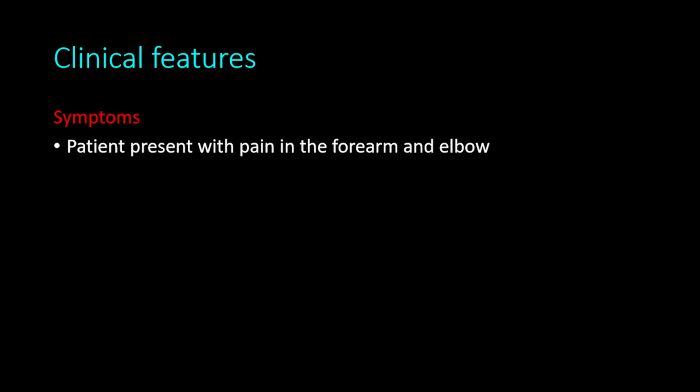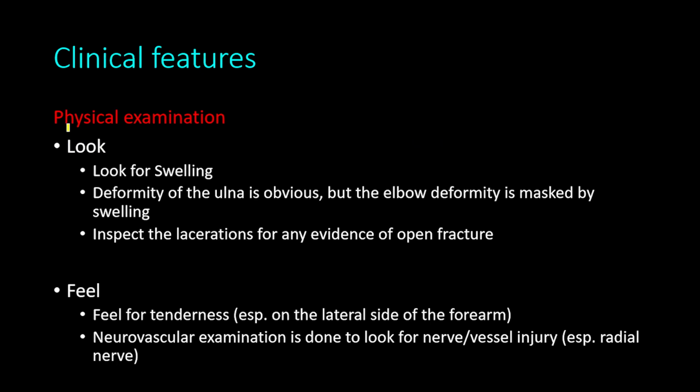Now moving on to talk about the clinical features. The patient with a Monteggia fracture presents with pain in the forearm and the elbow. And when doing a physical examination, we follow the same pattern of look, feel, move. So on looking, we look for swelling. The elbow is usually swollen, and we may also see a deformity of the ulna, which is usually obvious, but the elbow deformity is masked by swelling in most cases. You also inspect for lacerations for any evidence of open fractures.